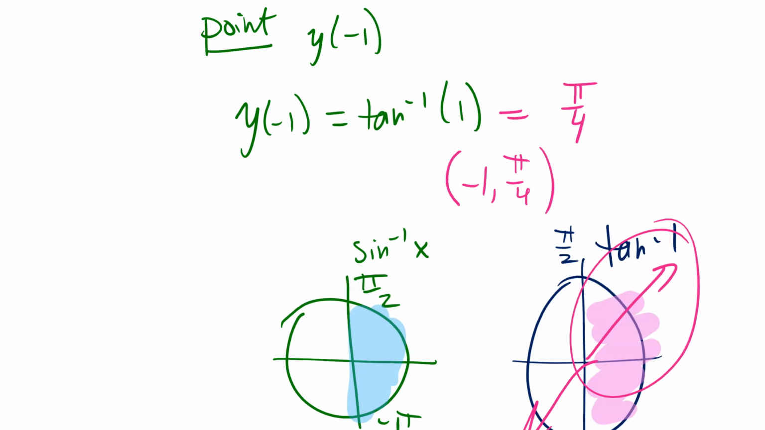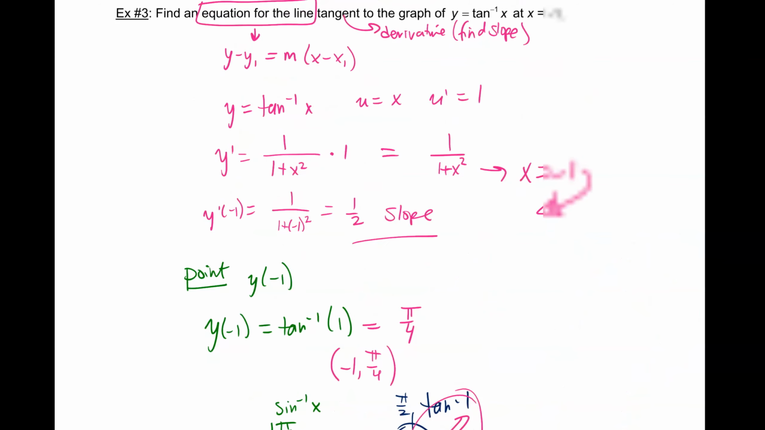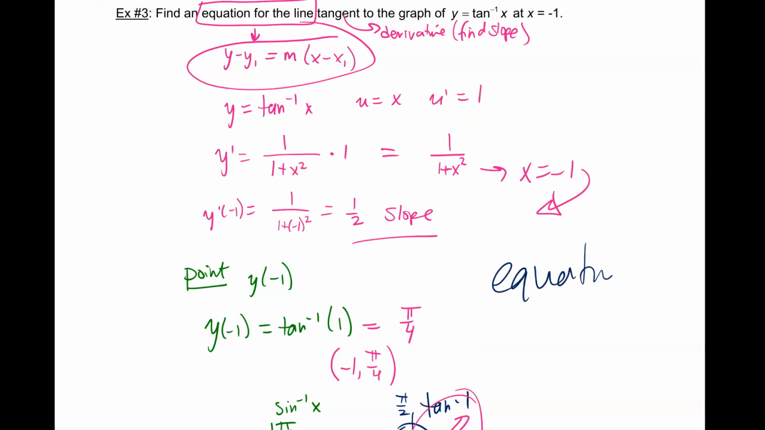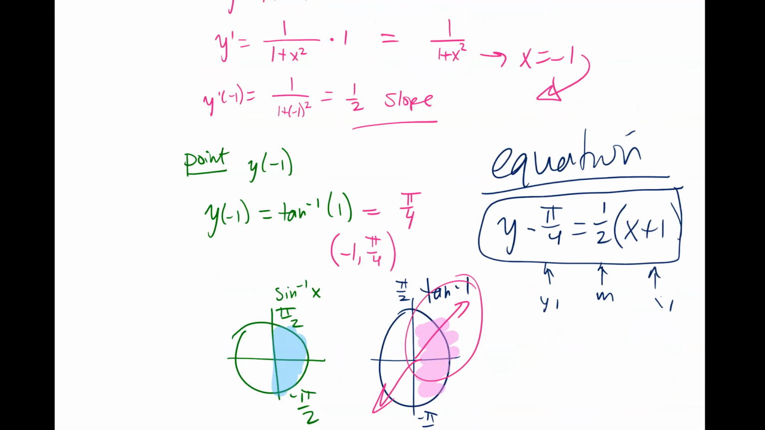I have a point. I have my slope. Let's find the equation of the line. Point-slope form. We just have to plug it in. The equation is y minus pi over 4 equals 1/2 times x plus 1. All I did was plug in my slope, my y1, my x1. And that's it. That's the whole lesson done. Look at you go. I'm going to pause here because we still have a minute or two.